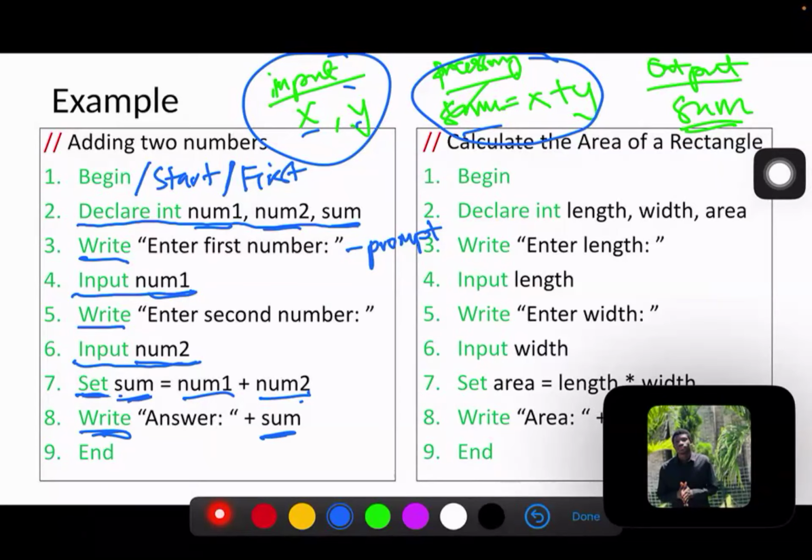And so we say write, then we do quote answer colon quote plus sum. What it means is that the user will see answer colon, maybe 2 or 4 or 5, depending on the numbers we give. So for example, if I enter the number 2 and I enter 4, then the answer will be 6. Are we okay? Any questions about that one?